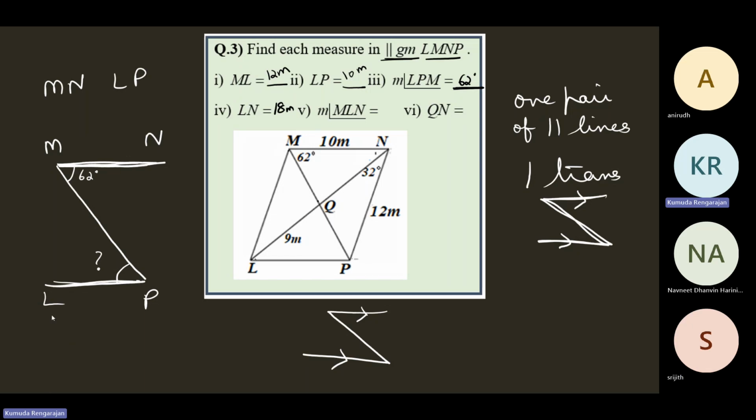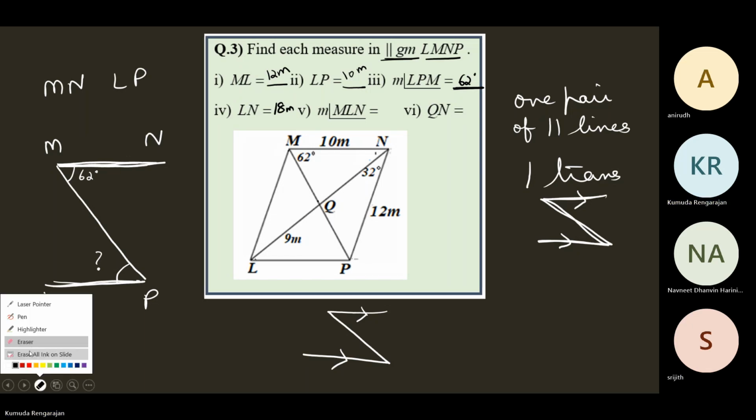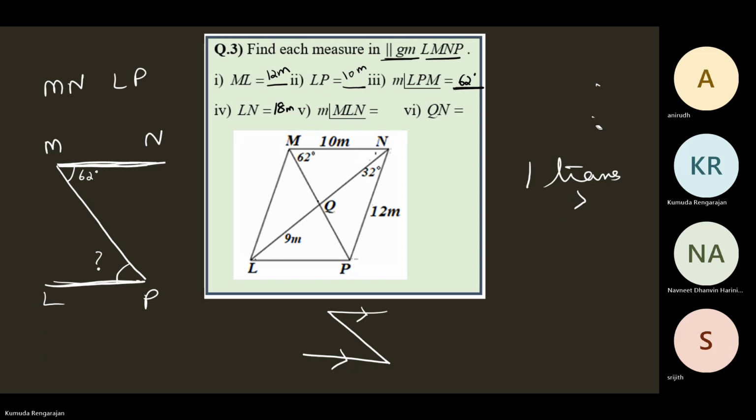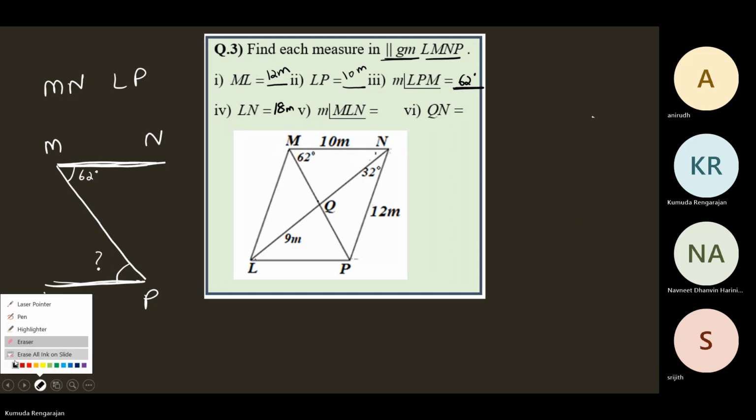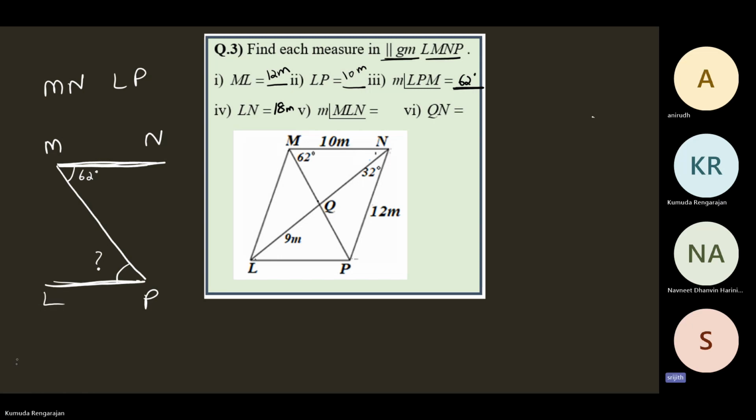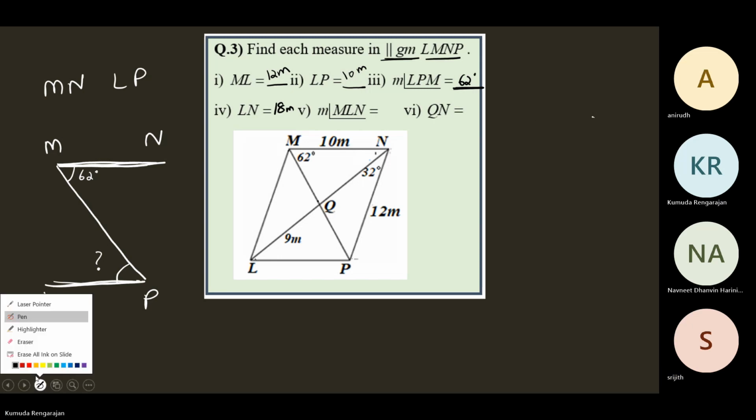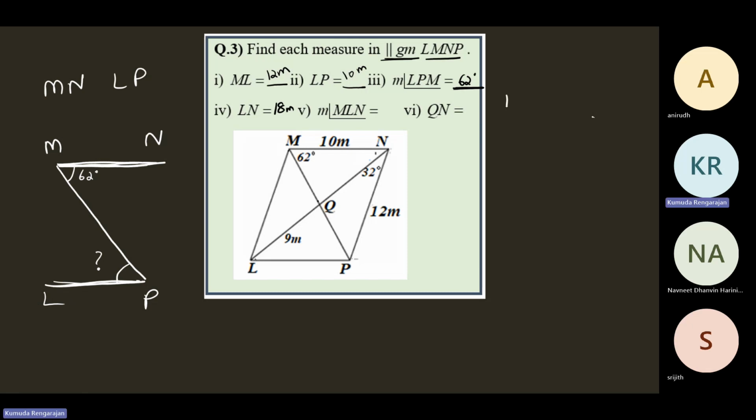Which are the parallel lines? Which are the transversal? Ma'am, LM and NP, ma'am. LM is parallel to NP. And which is the transversal? LN, ma'am, LN. Very good. LN is the transversal. Very good.